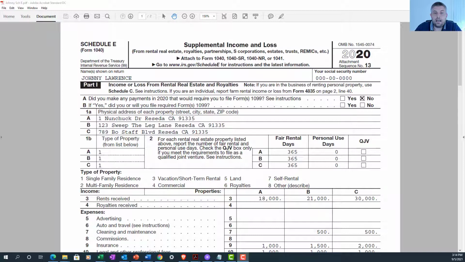Question B asks if you answered yes, will you file the required forms? Obviously, if you say yes to question A, you want to make sure you can say yes to question B and actually file those Form 1099s.